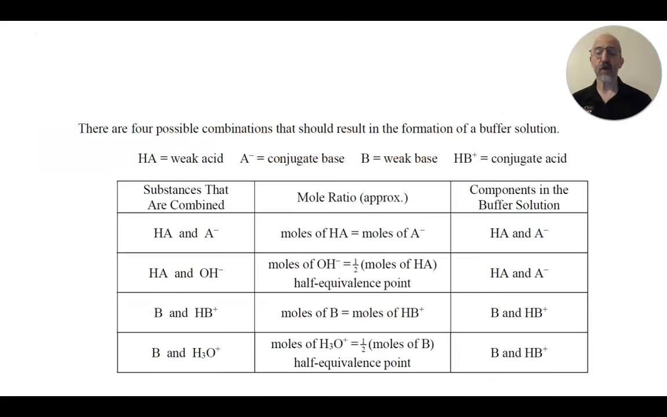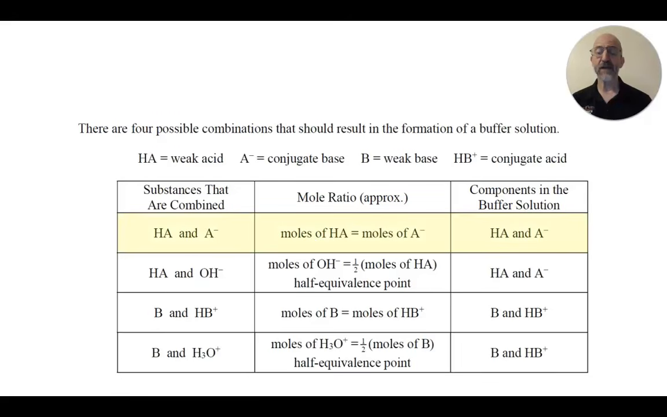Now, in my video from my YouTube playlist organized by AP Chemistry CED units for topic 8.8, I had presented the following information. There are 4 possible combinations that should result in the formation of a buffer solution. And the substances that are combined are either the weak acid HA and the conjugate base A-, the weak acid HA and a strong base, hydroxide, a weak base represented as capital B and its conjugate acid HB+, or finally the weak base B and a strong acid, hydronium.